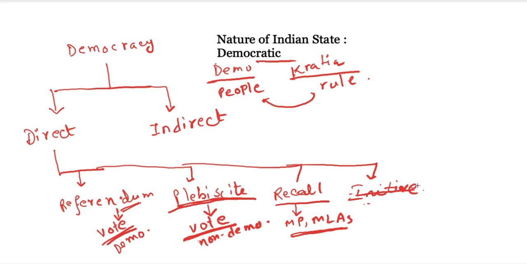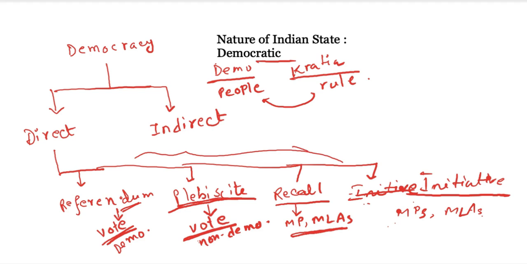Initiative, the spelling is a mistake. Initiative is where, let's say, a group of people want a law, then they call their MPs, MLAs, that we want a law and please pass it. Then MPs, MLAs go to the parliament and pass the law. So this is initiative. The first initiative rests with the people of the country. In our country, can we do all these four things? No. So India is an indirect democracy.